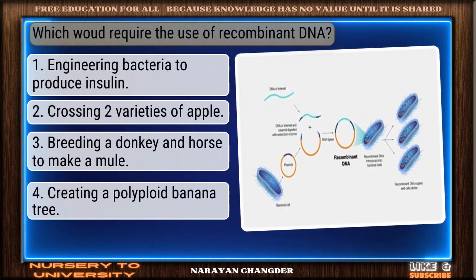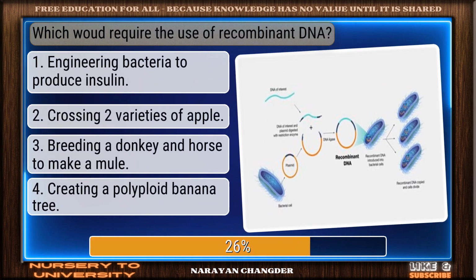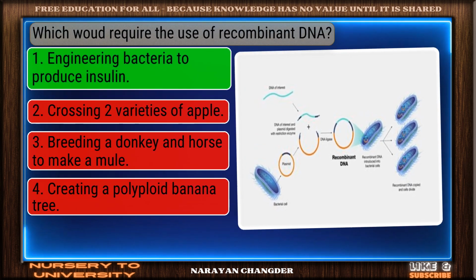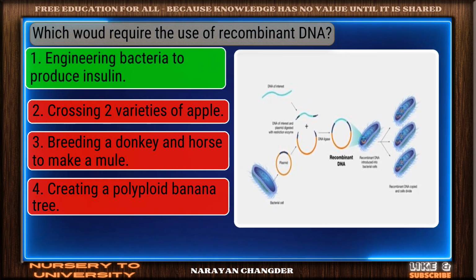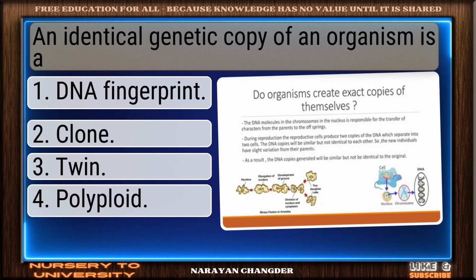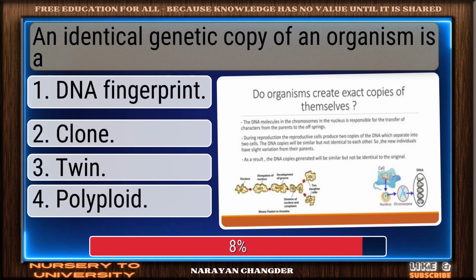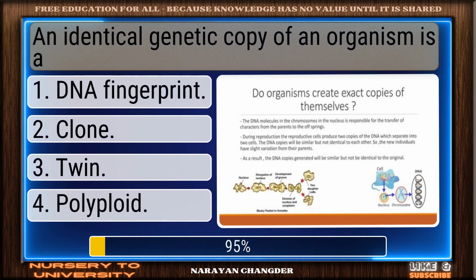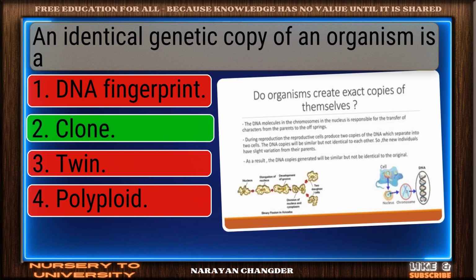Which would require the use of recombinant DNA? Solid response. Engineering bacteria to produce insulin is a valid choice. An identical genetic copy of an organism is... Valid point. Clone is true.